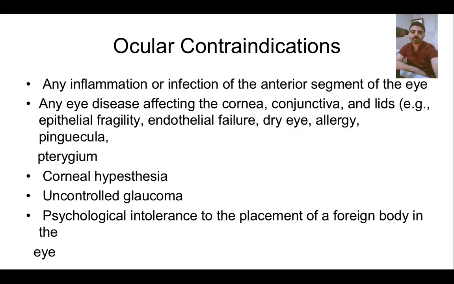So what are the ocular contraindications? Any inflammation or infection which is limited to the anterior segment. Not only the anterior segment, it also includes the retina as well. If the patient has any blepharitis, conjunctivitis, keratitis, episcleritis, scleritis, or uveitis, all of these conditions will not be suitable for contact lens use. So we have to examine the anterior segment thoroughly, and if we see any sort of inflammation or infection present, obviously that person will not be a suitable candidate for contact lens use.